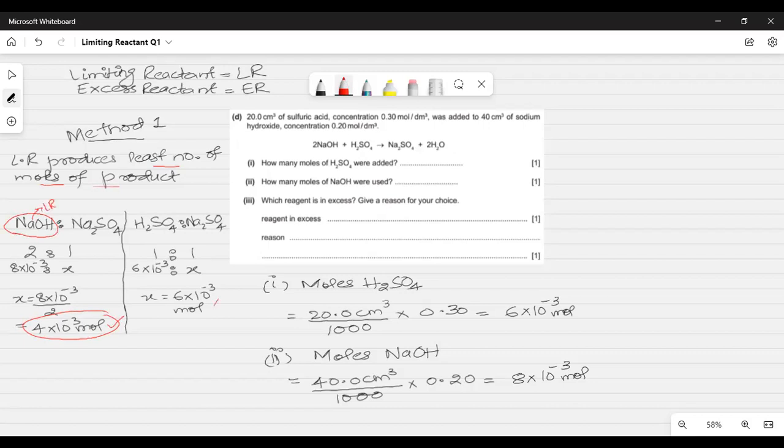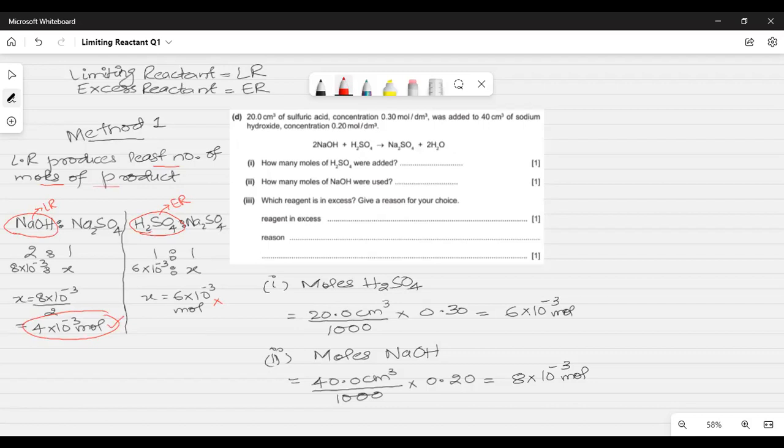Since this is not the correct answer, it tells us this reactant is the excess reactant. So that's how we identify. And since we have two questions to answer in part three, the reagent in excess and the reason, the reagent in excess would be H2SO4.